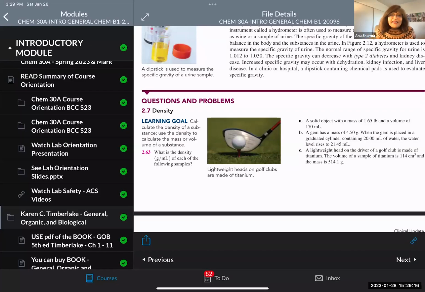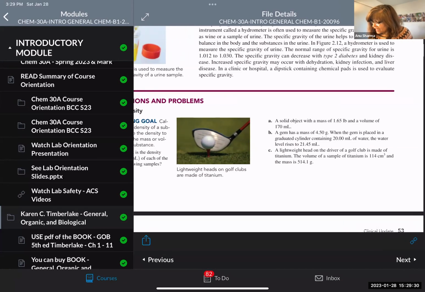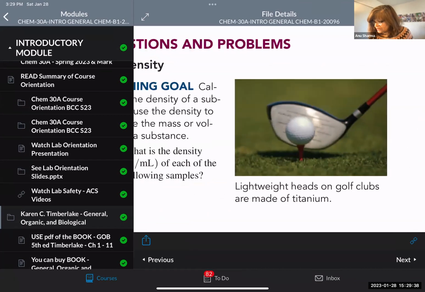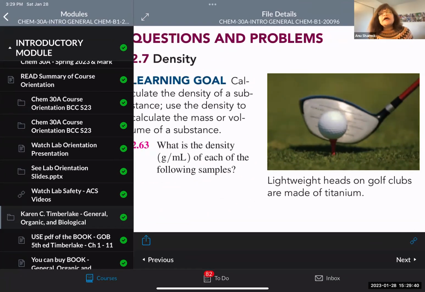Hi guys. Okay, so let's look at the last two questions, 63 and 65, the homework problems from chapter 2. These are the density problems. In 2.63, I'm going to do part A, which is: a solid object has a mass of 1.65 pounds and a volume of 170 milliliters. The question is, what is the density in grams per milliliter for each of the following samples?